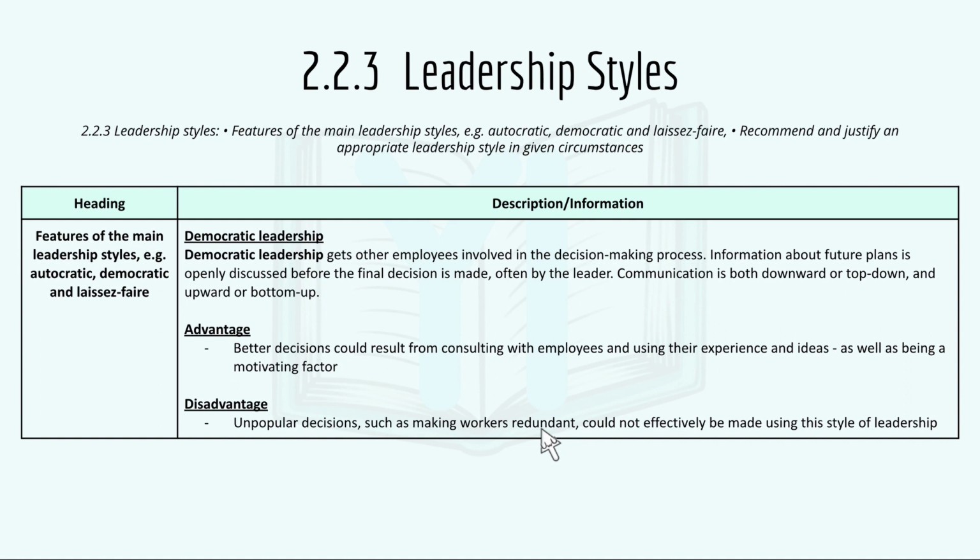Then we have democratic leadership, and democratic leadership gets employees involved in the decision-making process, and information about future plans is openly discussed before the final decision is made, often by the leader. Communication is both downward, or top down, and upward, or bottom up. An advantage could be that better decisions could result from consulting with employees and using their experience and ideas, as well as being a motivating factor. But a disadvantage could be that unpopular decisions, such as making workers redundant, could not effectively be made using this style of leadership.